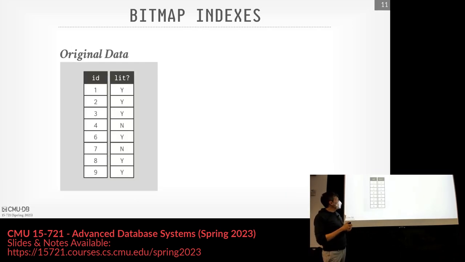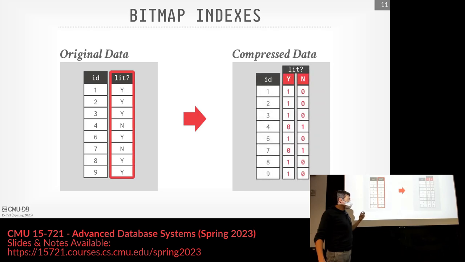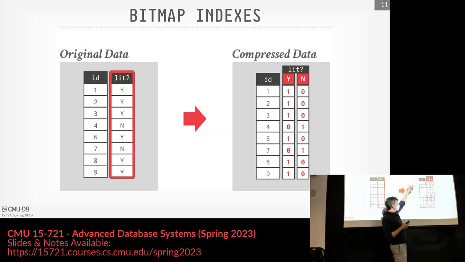So here's a really simple example. We have a table that has two columns, the ID field, and then whether somebody's lit or not, yes or no. Say we want to build a bitmap index on this column. Since it's a binary value, yes or no, we only have two bitmaps. And so we'll have one for yes and one for no.